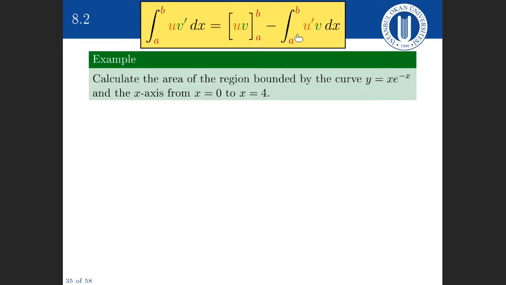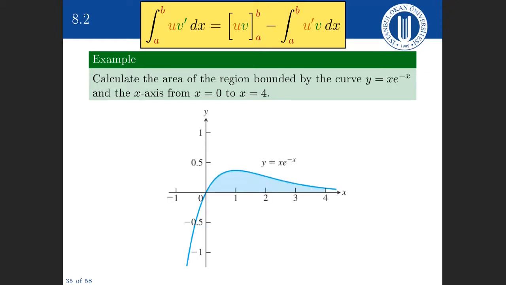We're going to do an example using this. Calculate the area of the region bounded by the curve y is equal to x e to the power minus x, and the x-axis from x is equal to 0 to x is equal to 4. So in other words, we want to calculate this area. We're going to be doing the integral from 0 to 4 of x e to the power minus x.